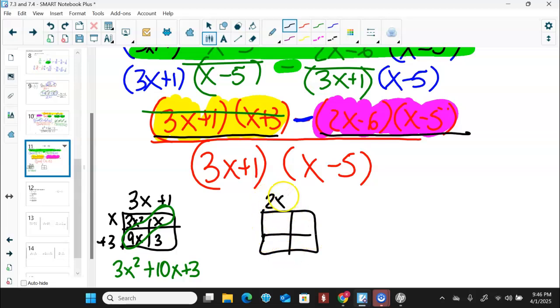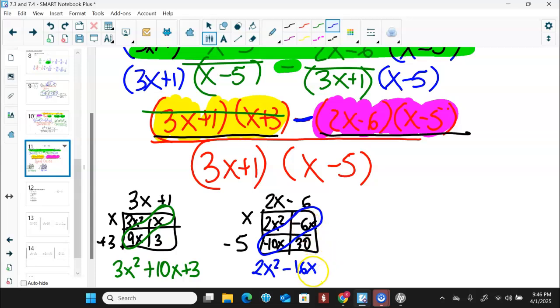You're going to have 2x minus 6 and x minus 5, okay? Now, x times 2x, 2x squared. X times negative 6, negative 6x. Negative 5 times 2x, it's negative 10x. Negative 5 times negative 6 is 30. Again, you're going to combine like terms in the middle. So you got 2x squared minus 16x, because negative 10x plus negative 6x is negative 16x, plus 30, okay?